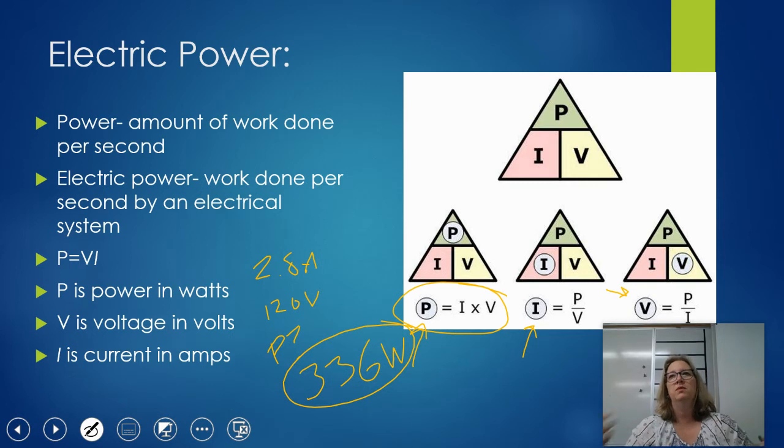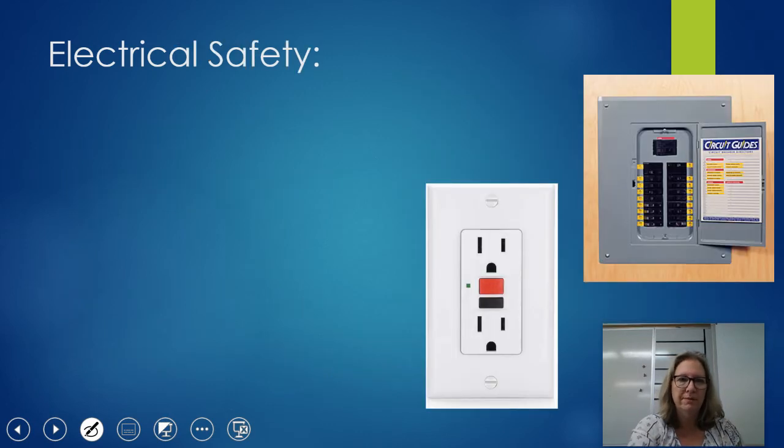Now, typically when we're talking about high electricity or the power usage in your house, it's going to be in kilowatts because that adds up really quickly. And so it's in the thousands of watts. And so it's going to be converted into kilowatts to make that a smaller number, right?